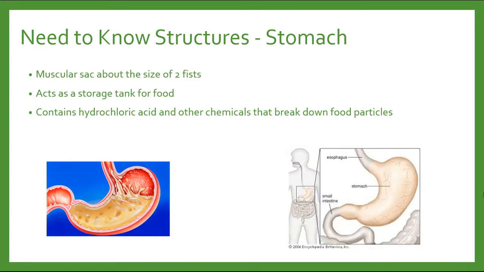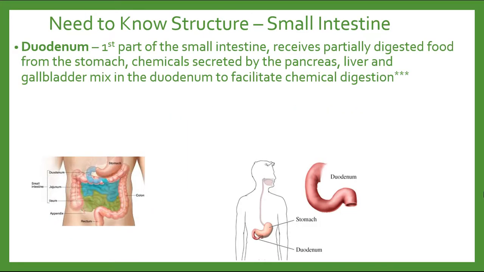Moving on to the stomach, it's a muscular sac about the size of 2 fists. It essentially acts as a storage tank for the food that you're beginning to digest, but it also is responsible for chemical digestion. Hydrochloric acid, which is found within the stomach, will start to break down food particles, as well as killing any bacteria, for example, that might have travelled along with the food. And digestion will continue to take place within the stomach. Once food has been churned up here, it will leave the stomach and enter into the small intestine.